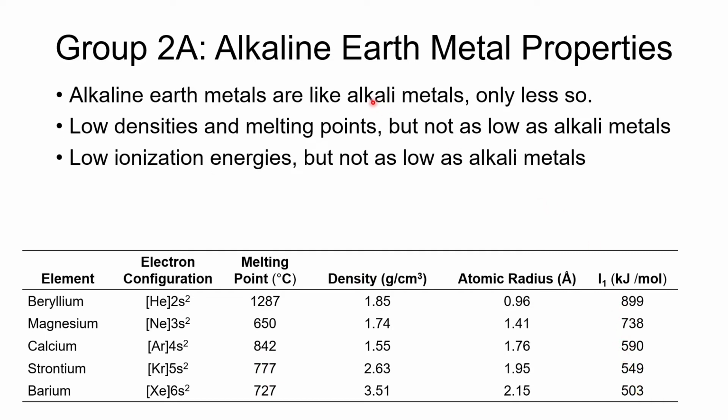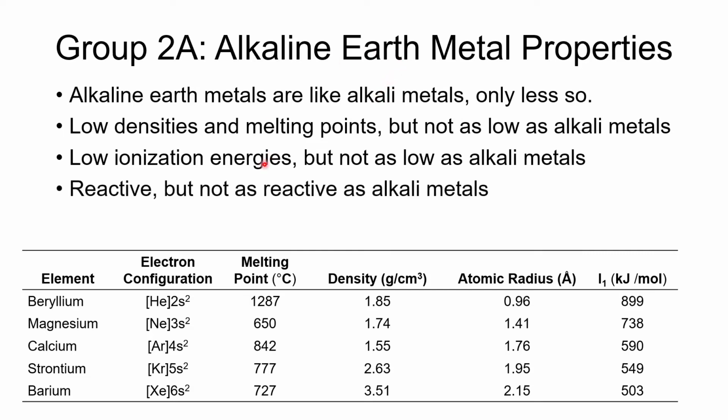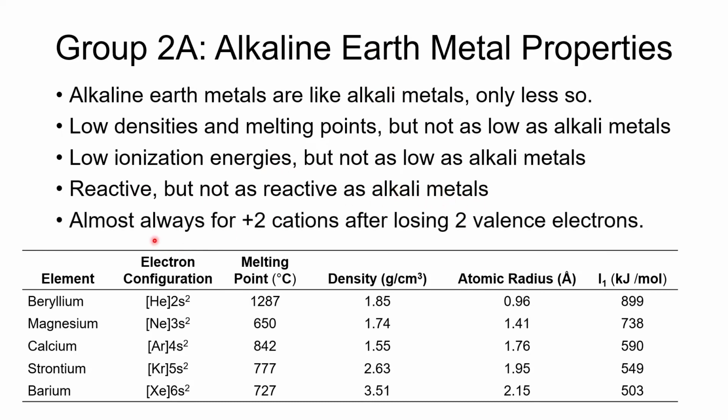So really, the alkaline earth metals are kind of like group 1 wannabes. They're reactive, but they're not quite as reactive as the alkali metals. And I'll show you that here in just a second. And they almost always, in fact, I don't know of other situations where they don't, form a +2 cation after losing 2 valence electrons. So they'll lose their s subshell electrons.